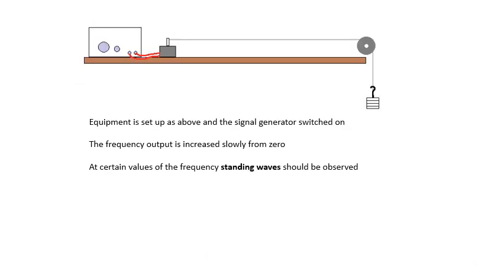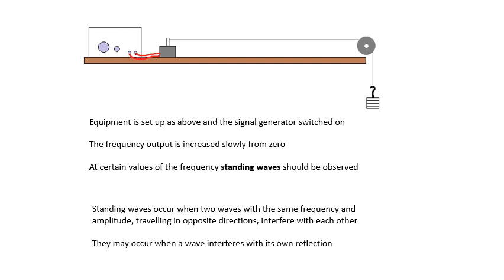So you've got your vibration generator connected to the output of the signal generator, and you've got your string there. You're putting your string in tension using the masses, and what you do is you increase the frequency slowly from 0, and what you should observe are standing wave patterns. You should observe standing waves occur at particular frequencies.